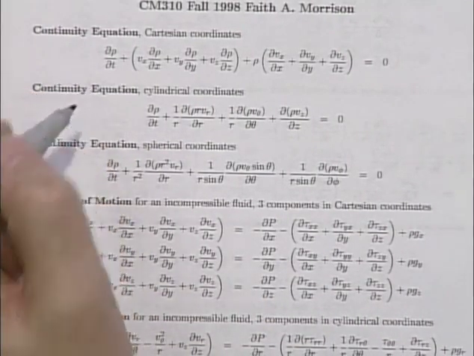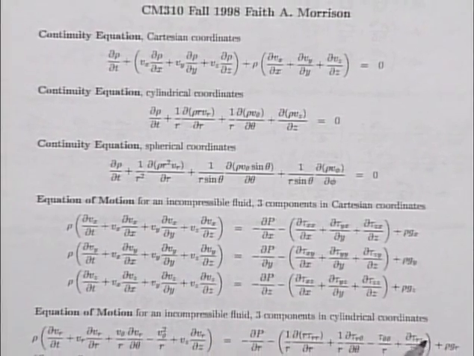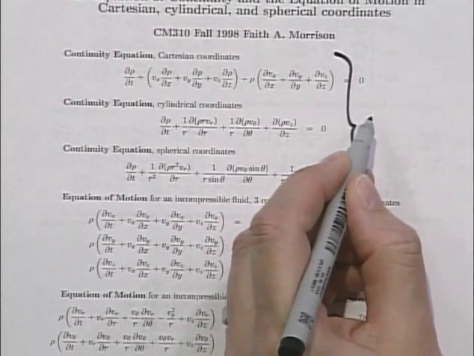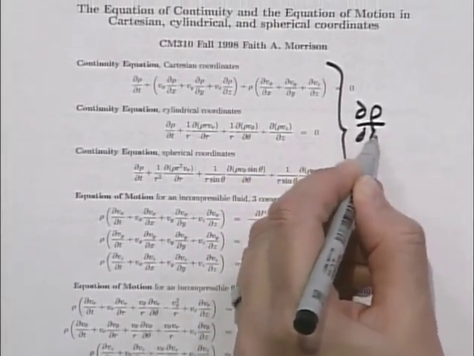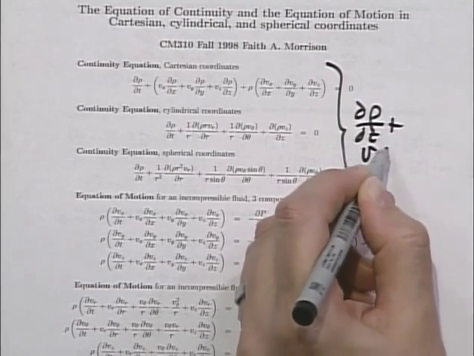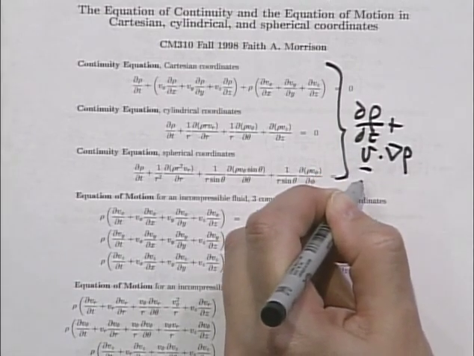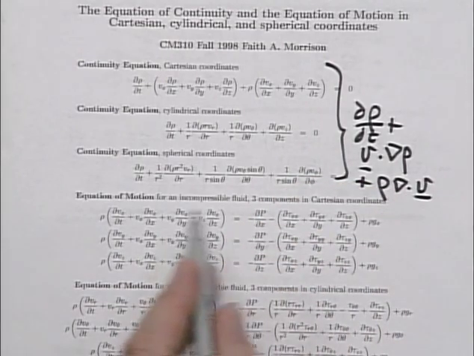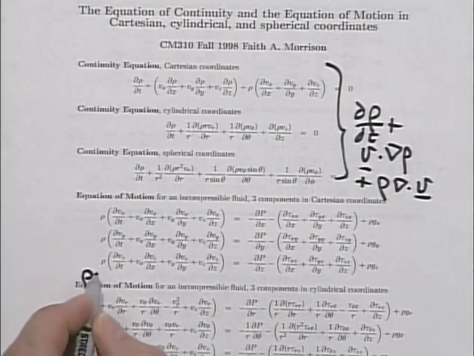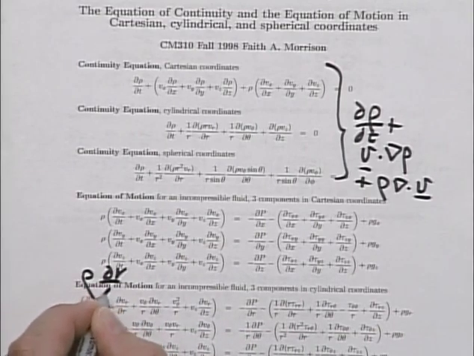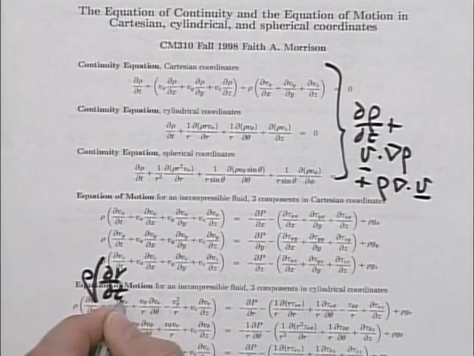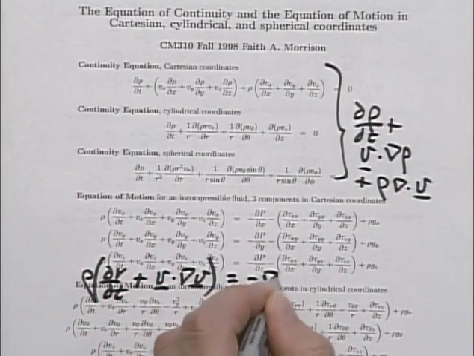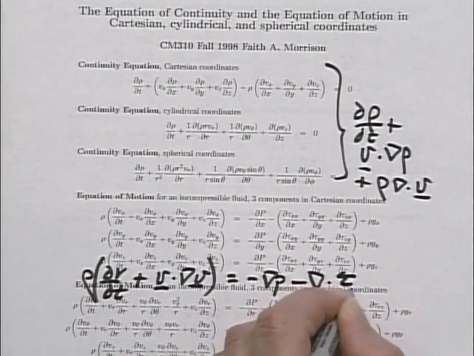So let me write that. Let's see, do I have any space? I have a little bit of space here. These three equations are d rho dt plus v dot del rho plus rho del dot v. And this is the one I've been writing over and over again: rho times dv dt plus v dot del v equals minus grad p minus del dot tau plus rho g.